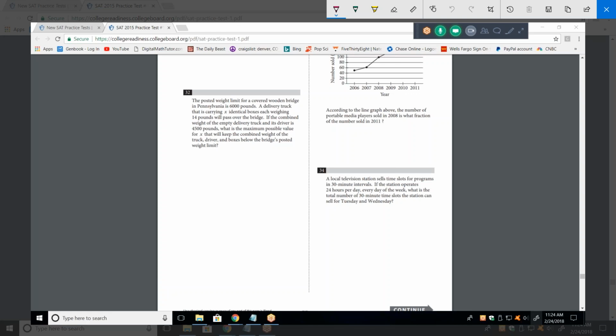Okay. All right, so let's read 32. And this could be an easy problem. This is not necessarily a hard problem.